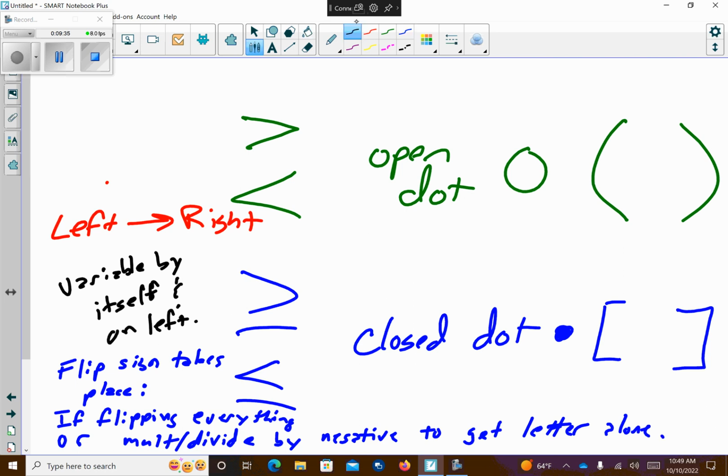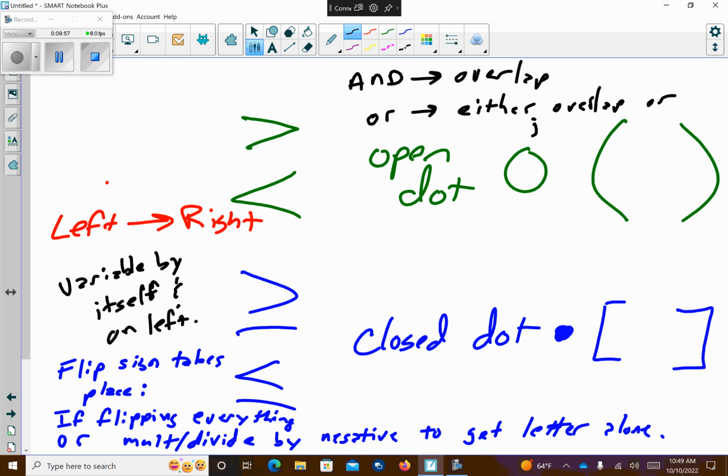And another one. "And" has to have overlap or it's no solution. And then "or" is either or. So you can either have overlap or no overlap. It's either or. See how I use "or" in that? I think we're pretty solid.